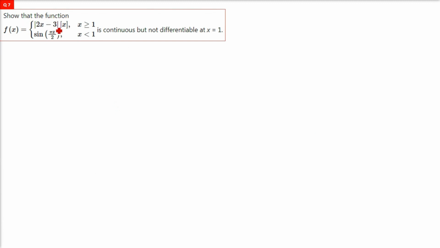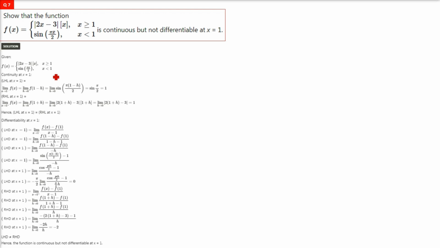Show that this function is continuous but not differentiable at x equals 1. So we have two different functions. Actually, it is three different functions. The first function is mod of 2x minus 3, and then we have the greatest integer function.